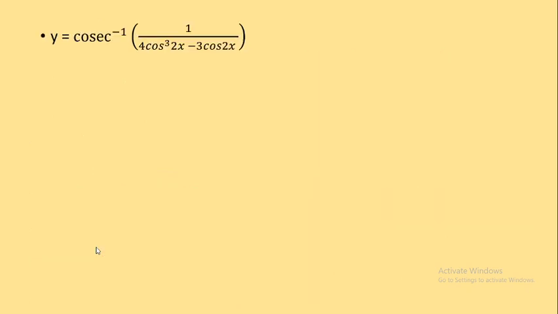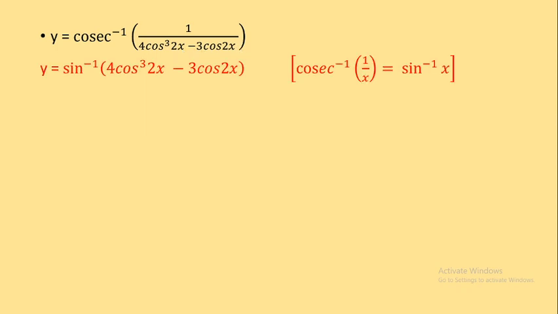Let us see one more sum. y is equal to cosec inverse of 1 upon 4 cos cube 2x minus 3 cos 2x. Again, I have purposefully taken a triple angle formula sum. In one of the previous lectures there was a sum in which cosec had to be converted to sine. So this is the formula: cosec inverse 1 upon x is sine inverse x. I have told you 6 formulas for this. Cosec becomes sine inverse, and 1 upon x becomes x. It's that simple.